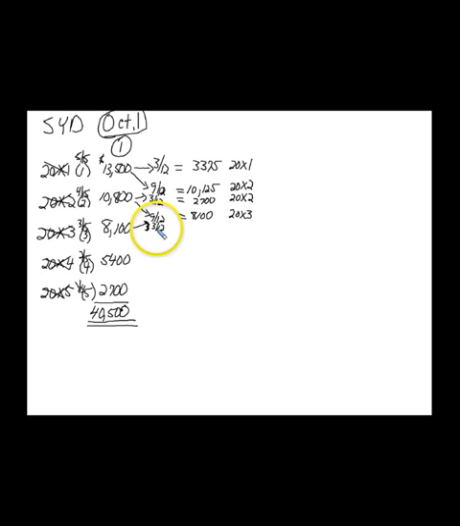Of the 8,100, 3/12 of that belongs to 2000X3. So 3/12 times 8,100 is 2,025. And then 9/12 belongs to the following year. 9/12 of 8,100 is 6,075. And then of the fourth year of the asset's life, 3/12 of that belongs to 2000X4. So 3/12 of 5,400 is 1,350. And then 9/12 belongs to the following year, and that's going to be 4,050.